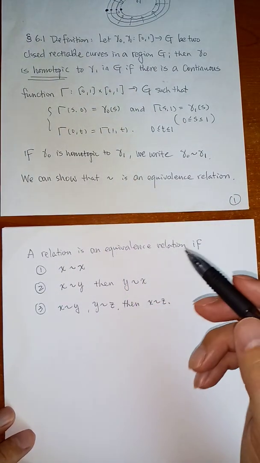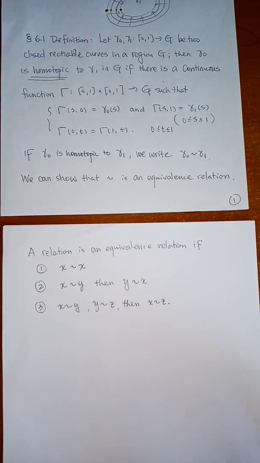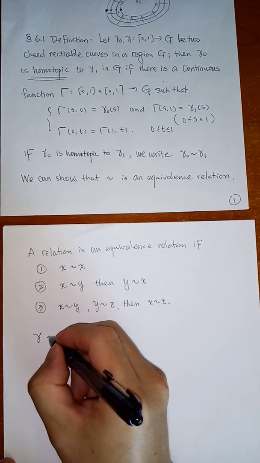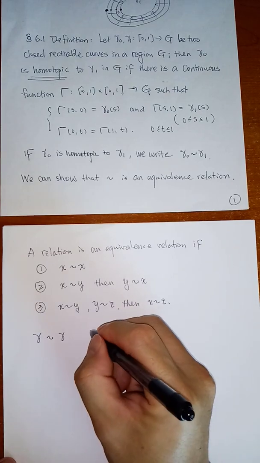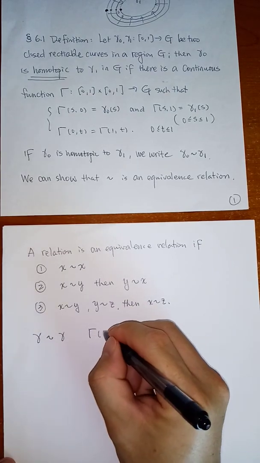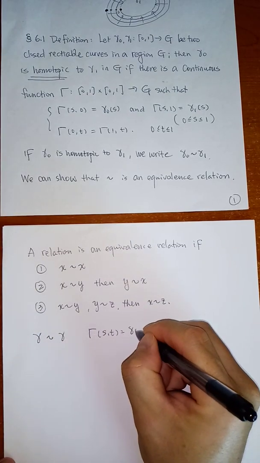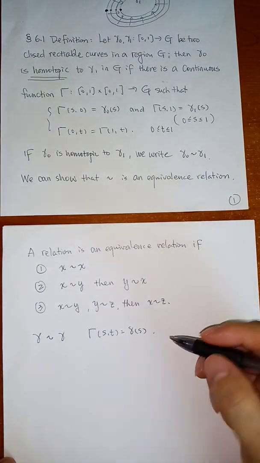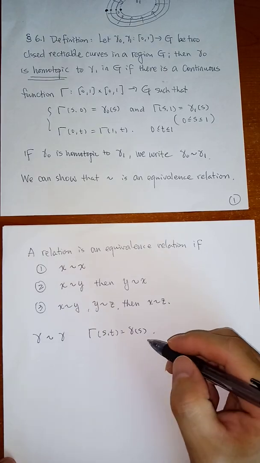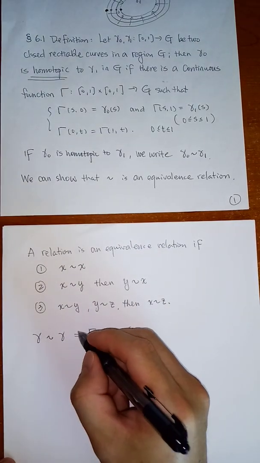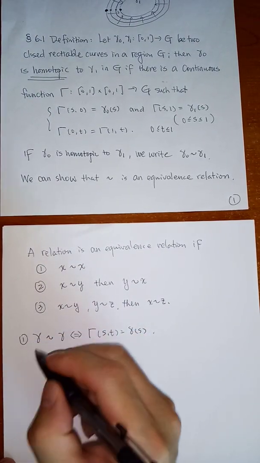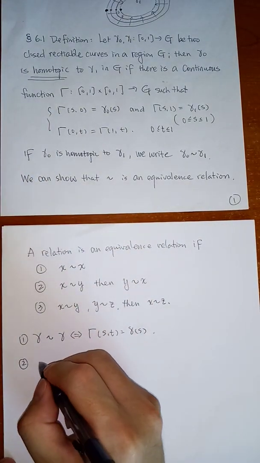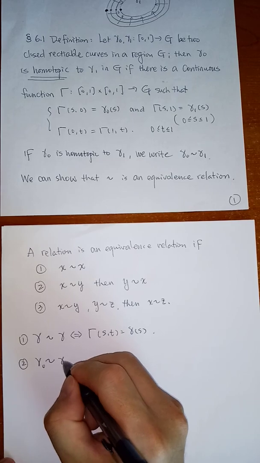Now for the homotopic equivalence relation, we can easily see gamma is equivalent to gamma. We can just define capital Gamma(S, T) as gamma(S). This is the capital Gamma in the definition, so it implies gamma is homotopic to gamma. And second, gamma 0 is equivalent to gamma 1.